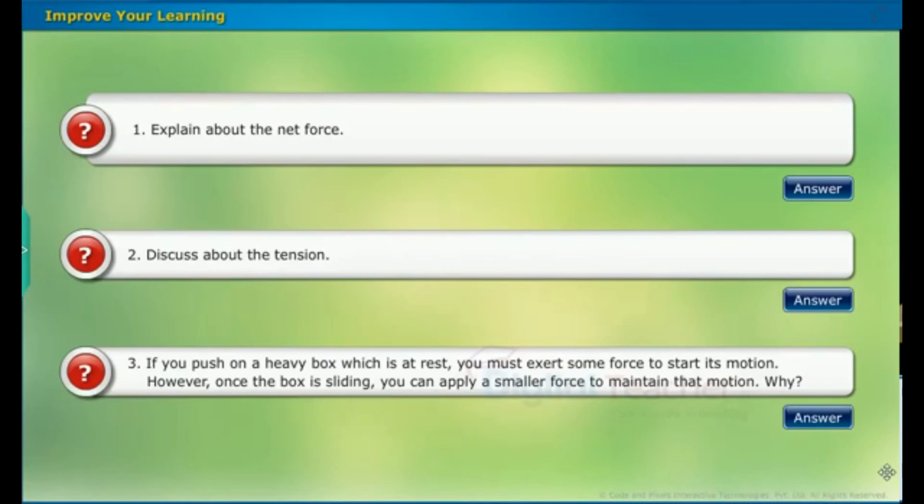Read the questions and attempt the answers on your own. You can click Answer for your reference.